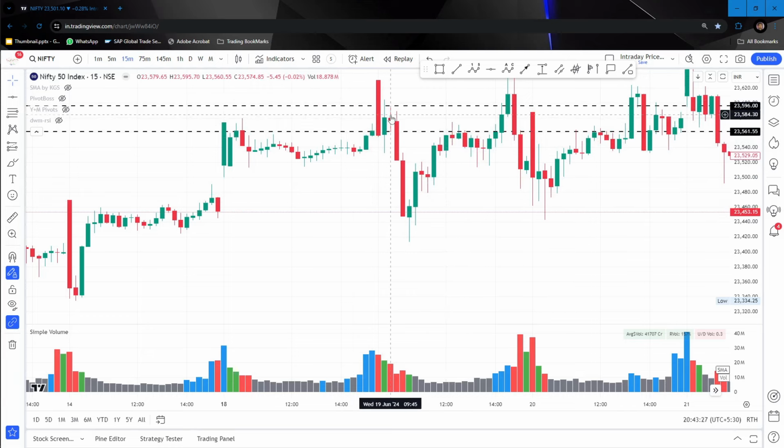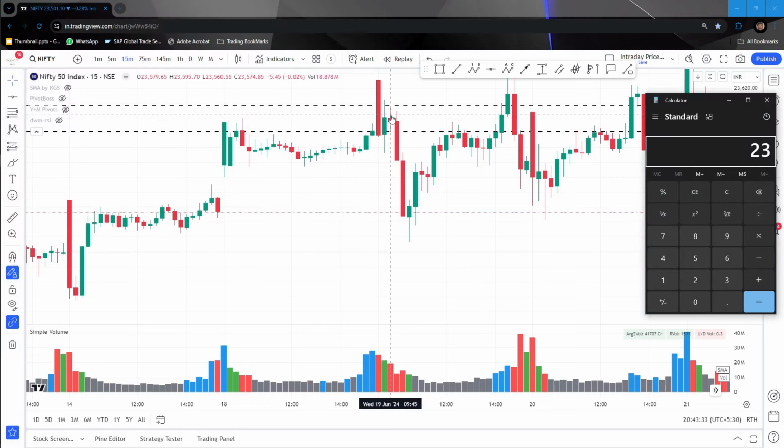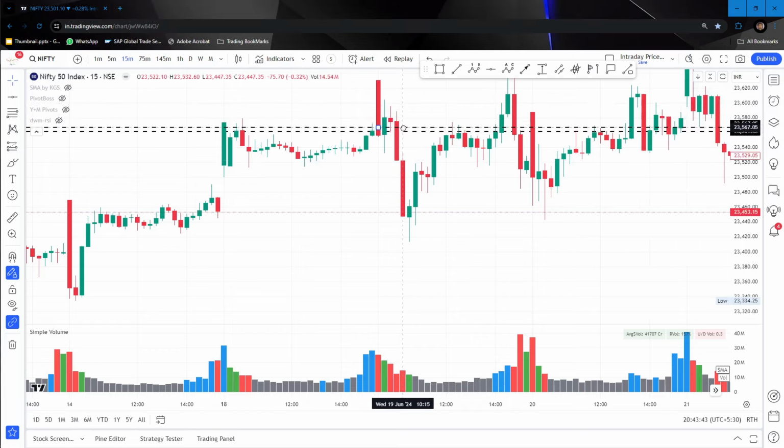And what is the stop loss of this? 35 points. Okay, so 23,560 minus 35. So 23,525. Where did it come? That is the low which it got. So now I will shift my stop loss to cost. If that cost is getting hit, I am exiting. If it is not getting hit, I will continue the trade.